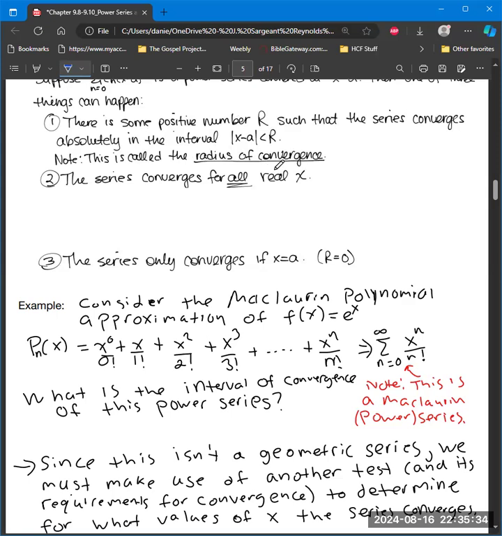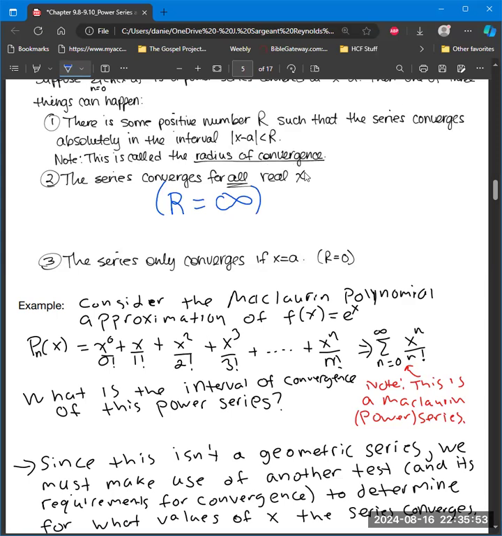Second, the series converges for all real x values, and that would be R equals infinity here. Third, the series only converges at x equals a.